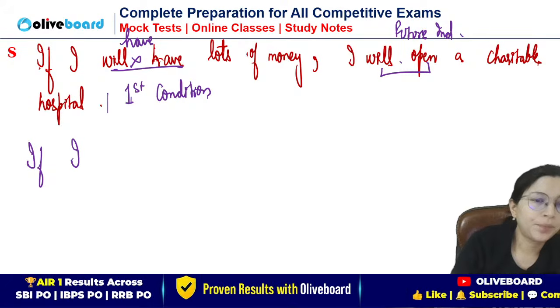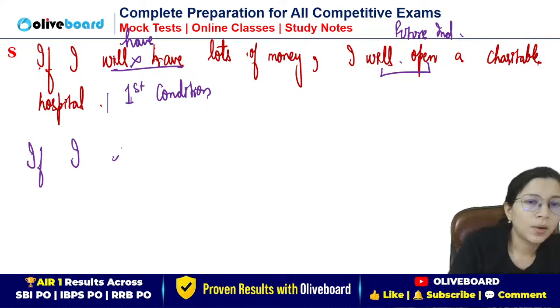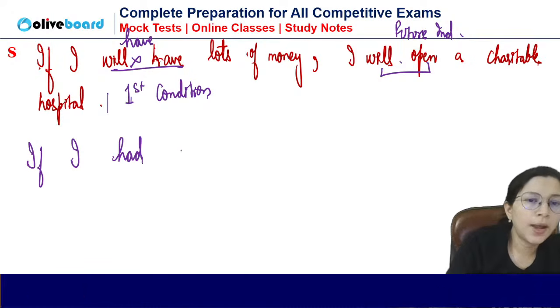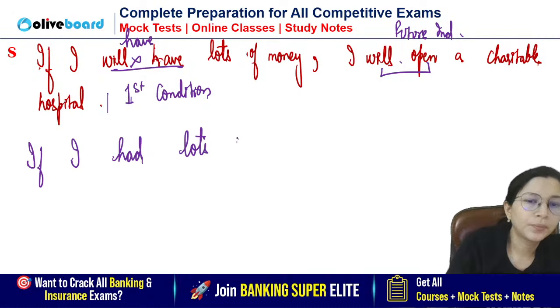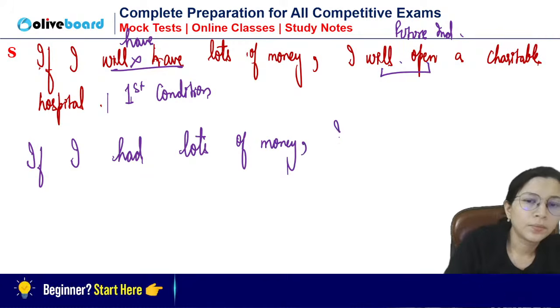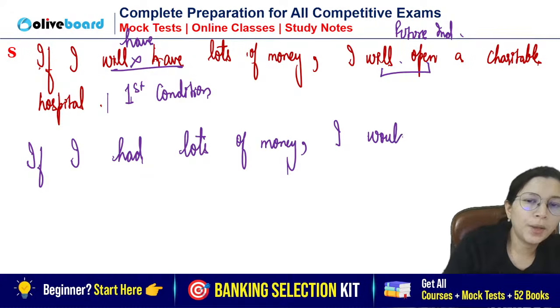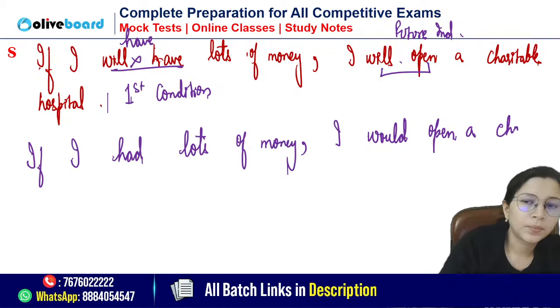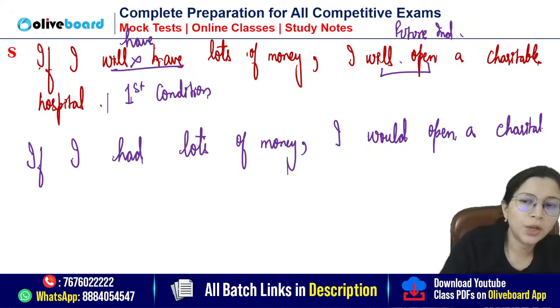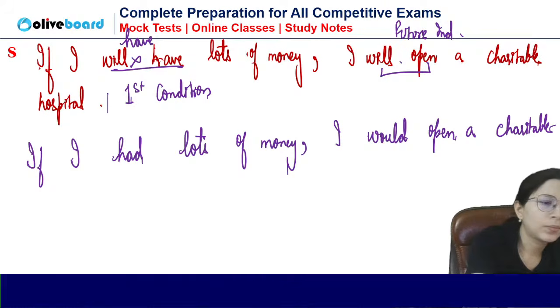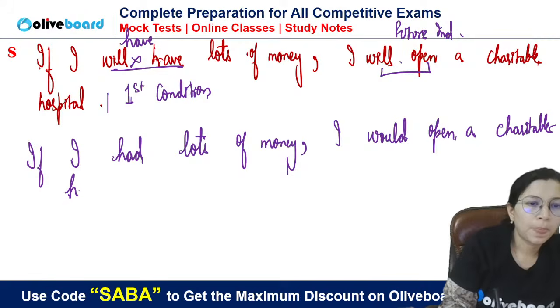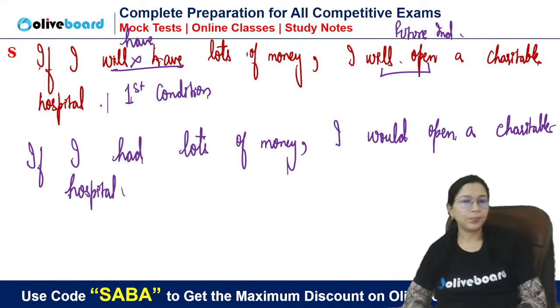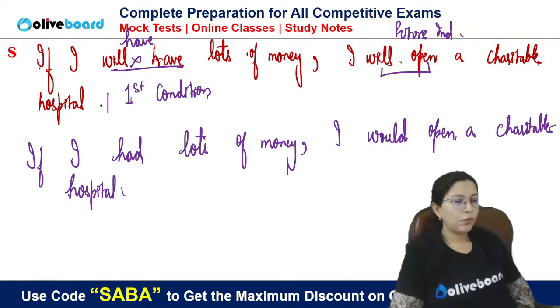Listen to me very carefully. If I had lots of money, I would open a charitable hospital. Where is the error? Everybody, where is the error?